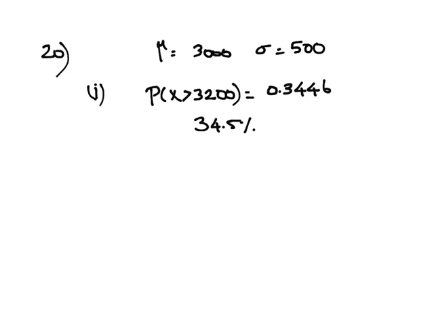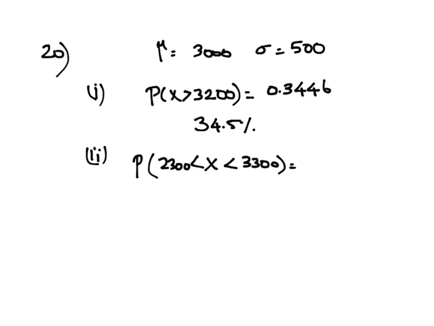Now, the second one is, two townspeople are chosen at random. What is the probability that both of them have savings between 2,300 and 3,300? So first let me find P of X more than 2,300 and less than 3,300. Let me find this probability.